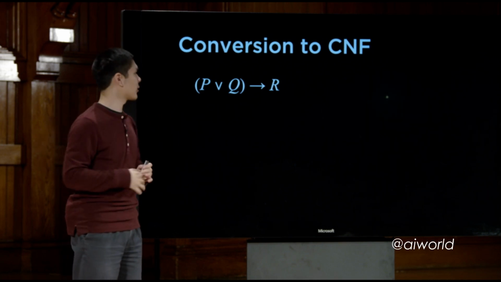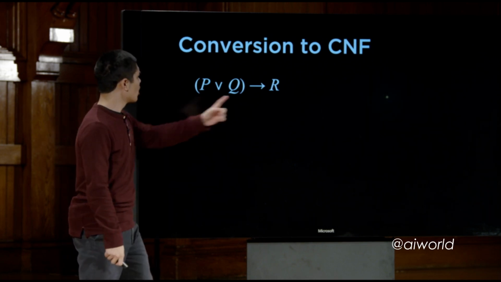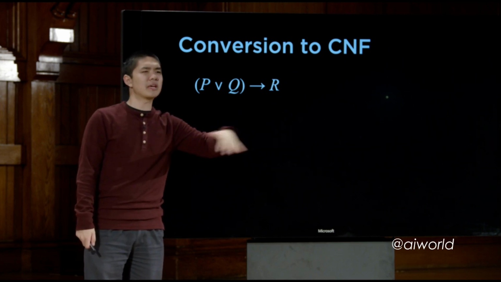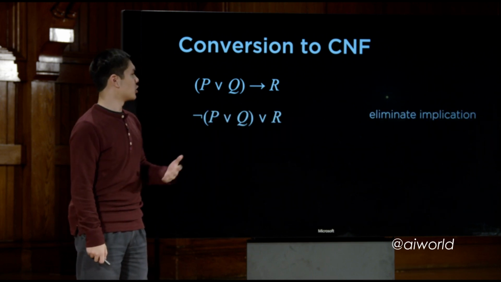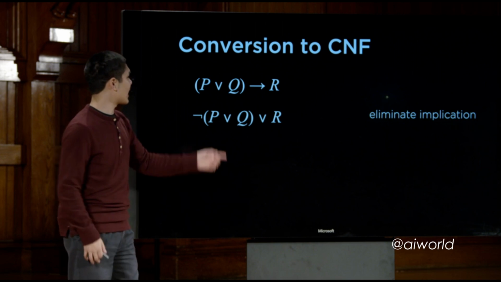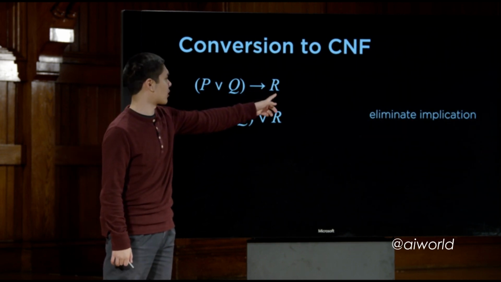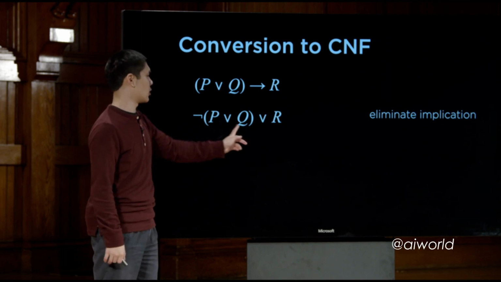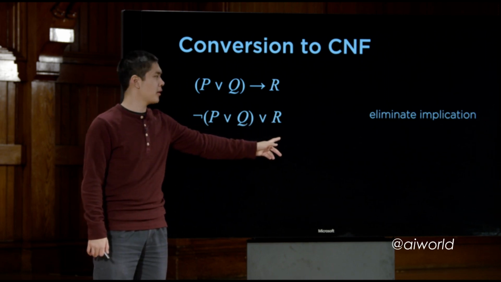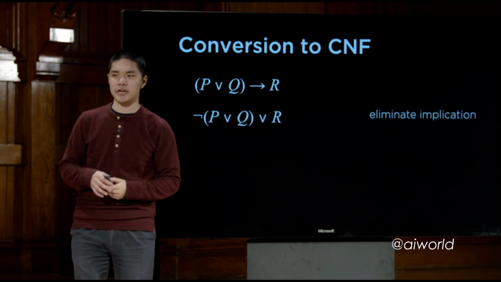It's ors together. So what's the first thing I need to do? Well, this is an implication, so let me go ahead and remove that implication. Using the implication inference rule, I can turn P or Q implies R into not (P or Q) or R. So that's the first step. I've gotten rid of the implication.